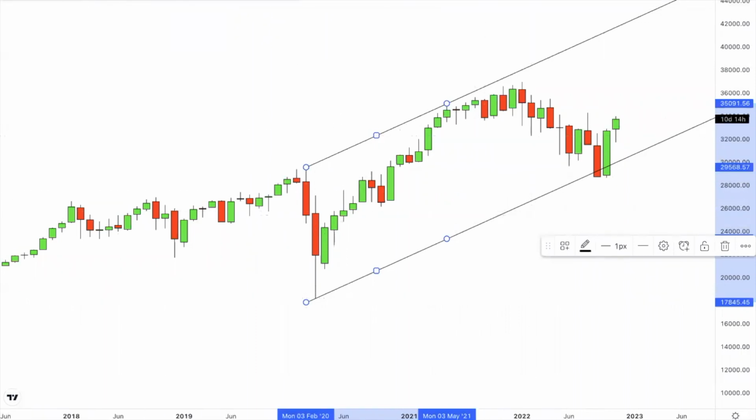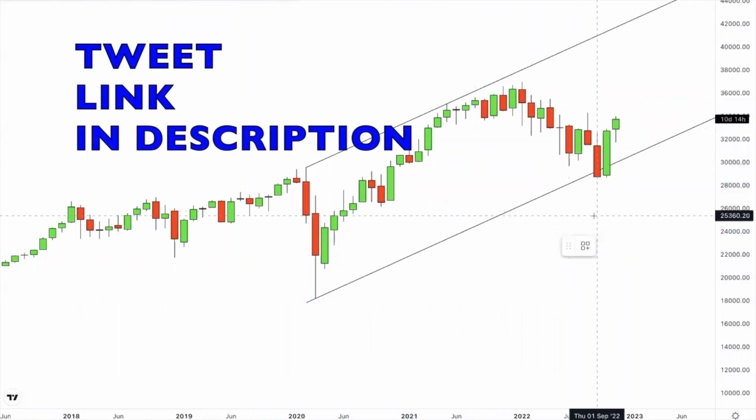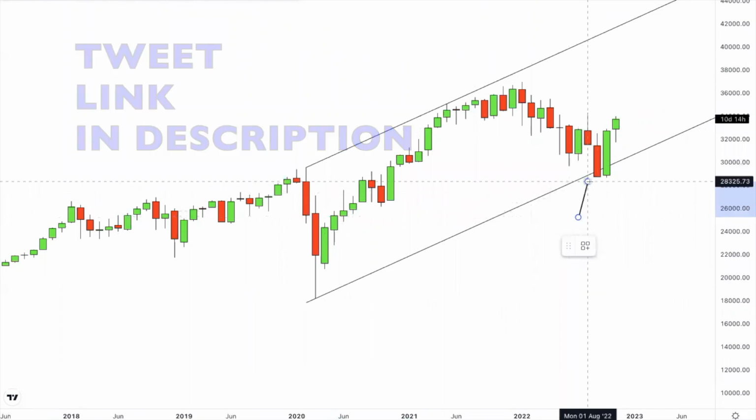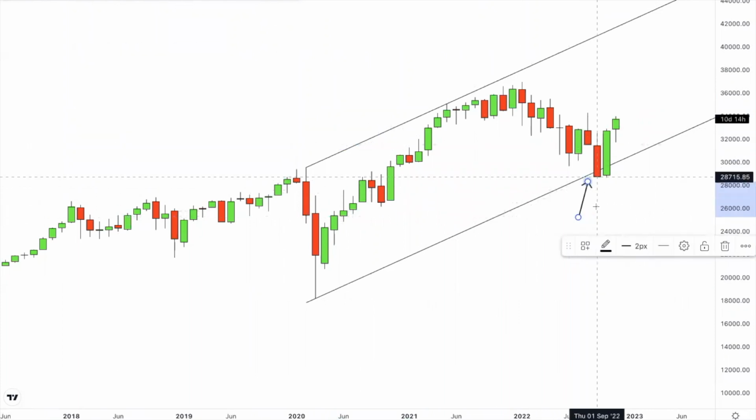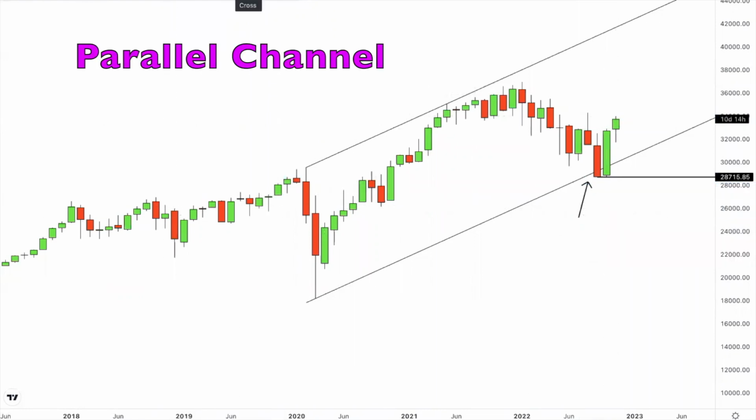What we can very clearly see here is that the index gave us a breakdown here. It was looking like a breakdown, but it could have potentially turned into a false breakdown unless this low was held. So we'll mark this low as 28,700, and in case the index had broken below 28,700, 28,500, then we would have seen potentially more selling, but it did not. And from there, the index is up close to 15 odd percent and currently trading at 33,900. So this is yet another example of parallel channel.